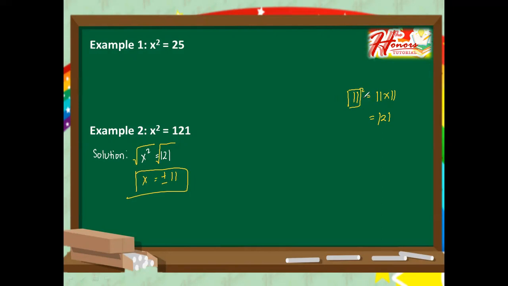Again, 11 squared, meaning 11 times 11, not 11 times 2. Because your exponent is telling you how many times you are going to multiply your base to itself. And that's it. Always put positive and negative sign here. Why? Because positive 11 times 11 is 121. Also true for negative 11 times negative 11. That is also positive 121. So therefore, we have here positive and negative sign. So that's it for number 2. Let us have another.